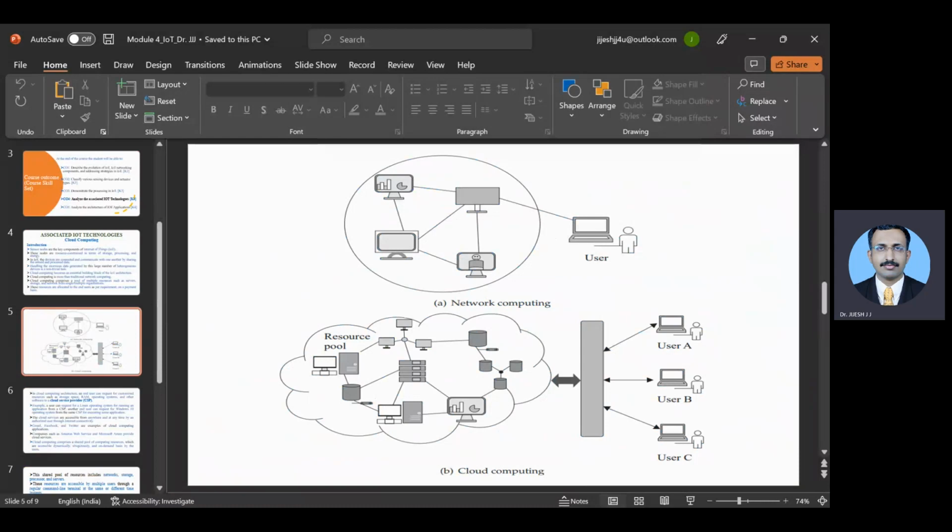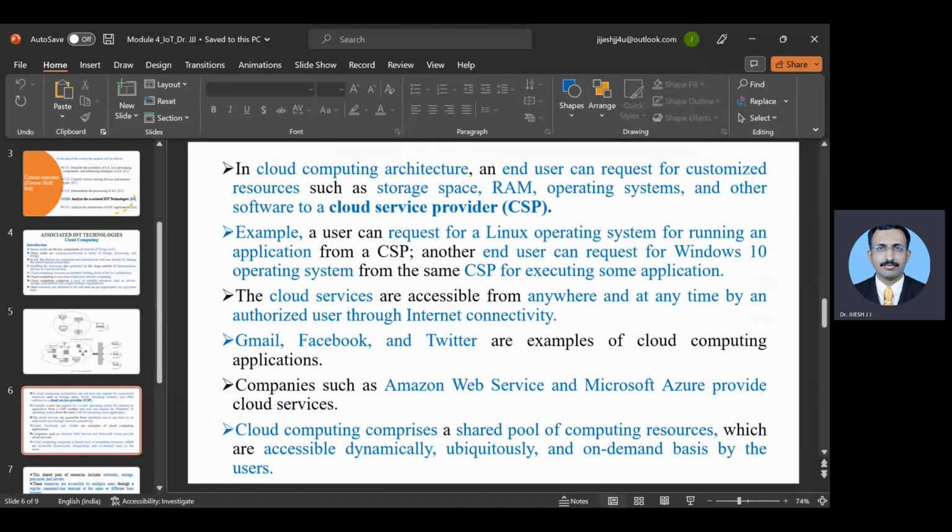So what you can understand here in the cloud architecture? What you can see here in the cloud architecture.